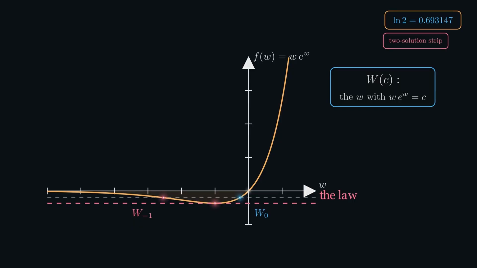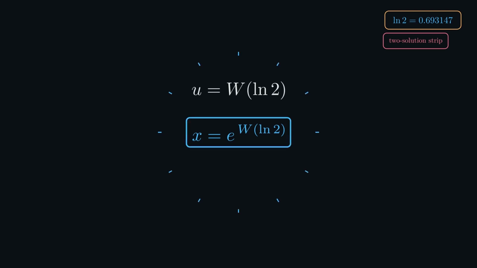So my puzzle answers instantly in symbols. U equals w of natural log 2. And since x is e to the u, x equals e to the w of natural log 2. There it is. The exact solution of x to the x equals 2.